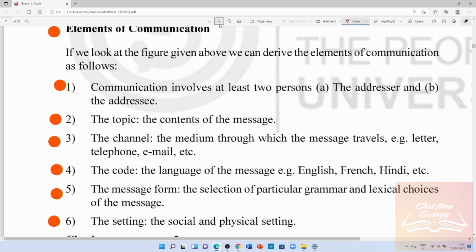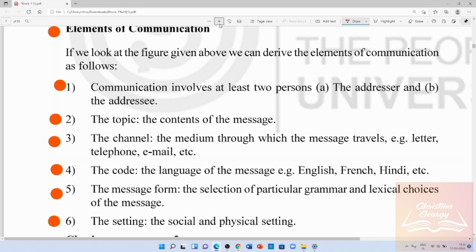Moving on to the message form. It refers to the selection of particular grammar and lexical choices of the message. So what do you mean by lexis? Lexis refers to the words in a language. And finally, the setting. It could be the social and physical setting.